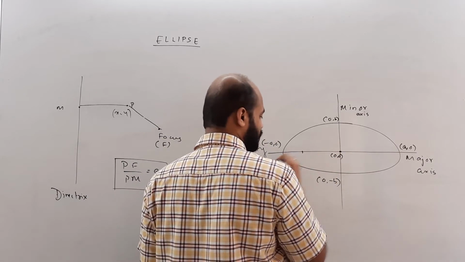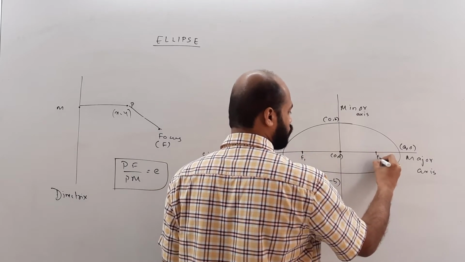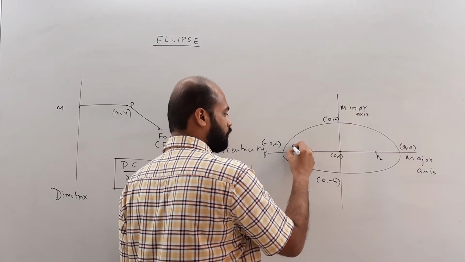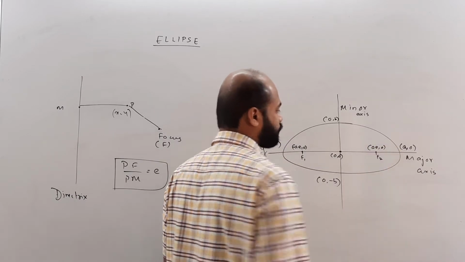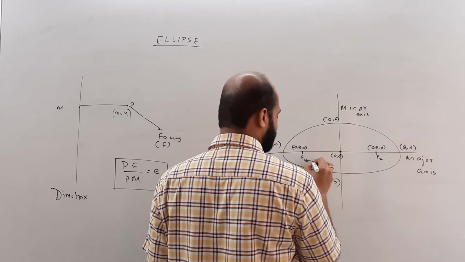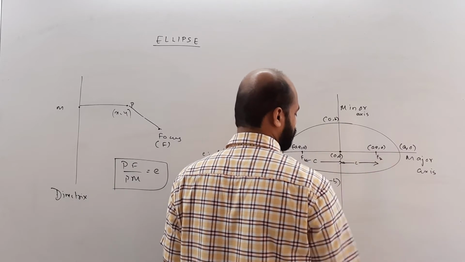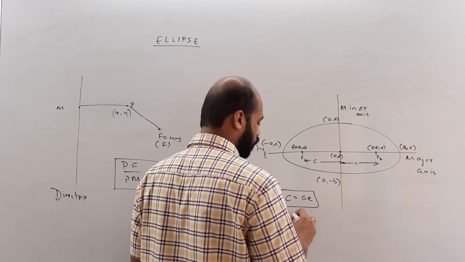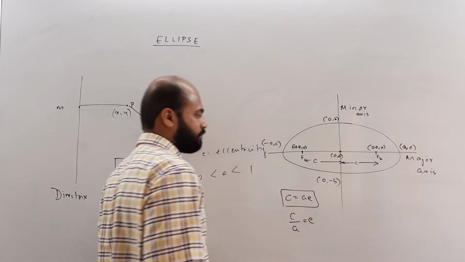So this is the focus. This is focus 1 and this is focus 2. This focus is (minus ae, 0), and this focus is (ae, 0). Now normally this distance is also taken as c. But we know that c is equal to a times e, or we can write c by a is e.